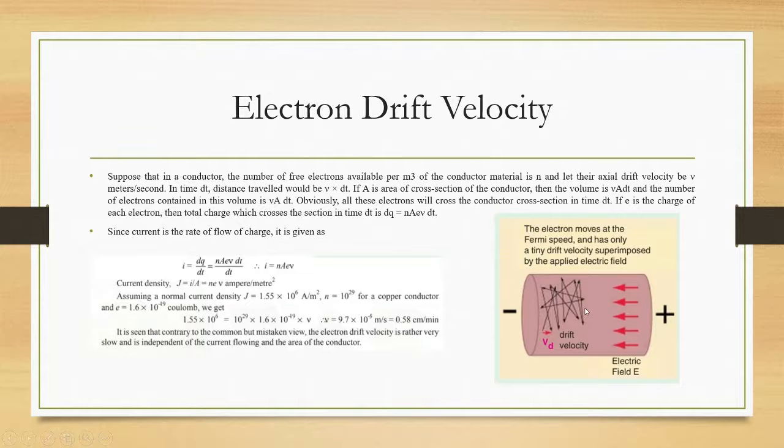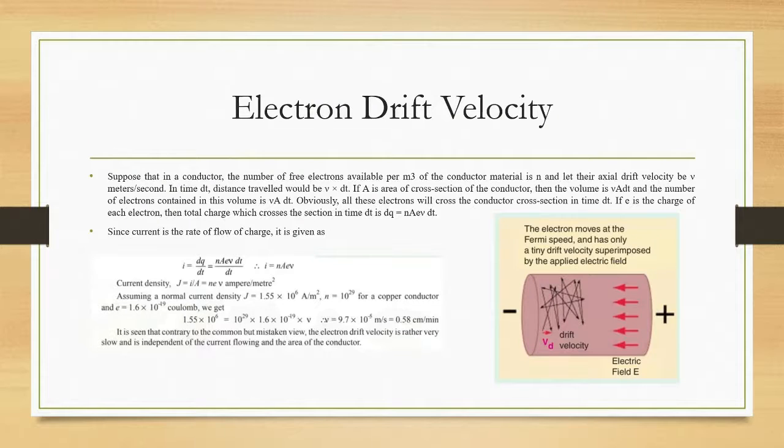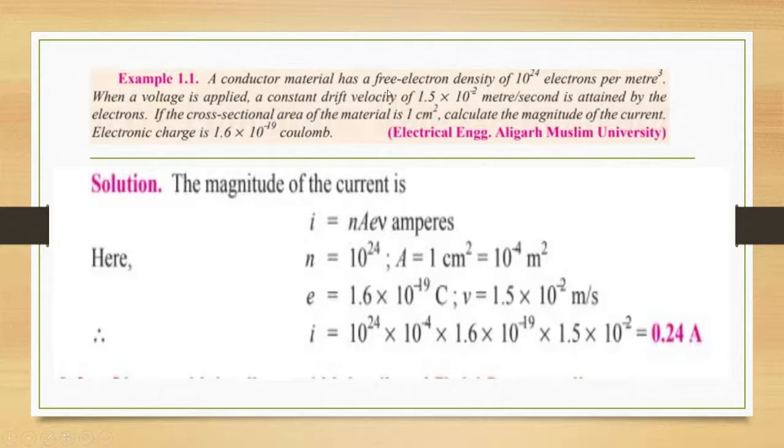So here you can see. Let us see one example, which is totally based on the previous theory. A conductor material has a free electron density of 10 raised to 24 electrons per meter cube, right? When a voltage is applied, a constant drift velocity of 1.5 into 10 raised to minus 2 meter per second is attained by the electrons. If the cross section area of the material is 1 centimeter square, then calculate the magnitude of current, and e will be 1.6 into 10 raised to minus 19 coulomb. This question was asked in the Aligarh Muslim University, right?